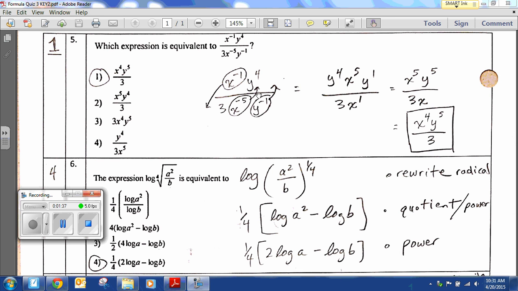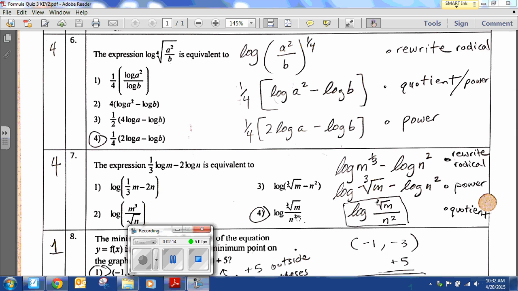Number 5, now remember, when you have a negative exponent, you circle the base and the exponent and you flip it onto the other side of the fraction bar. So x to the -1 comes down as x. X to the -5th goes up to the numerator as x to the +5th. Y to the -1 in the denominator goes up to the numerator, y to the +1. You simplify, y to the 4th times y to the 1st is y to the 5th. And then x to the 5th divided by x is x to the 4th, leaving answer 1 as your answer.